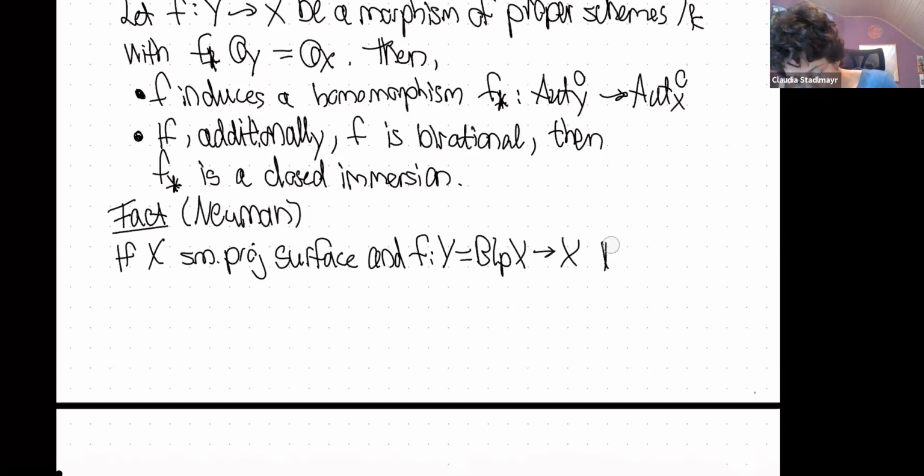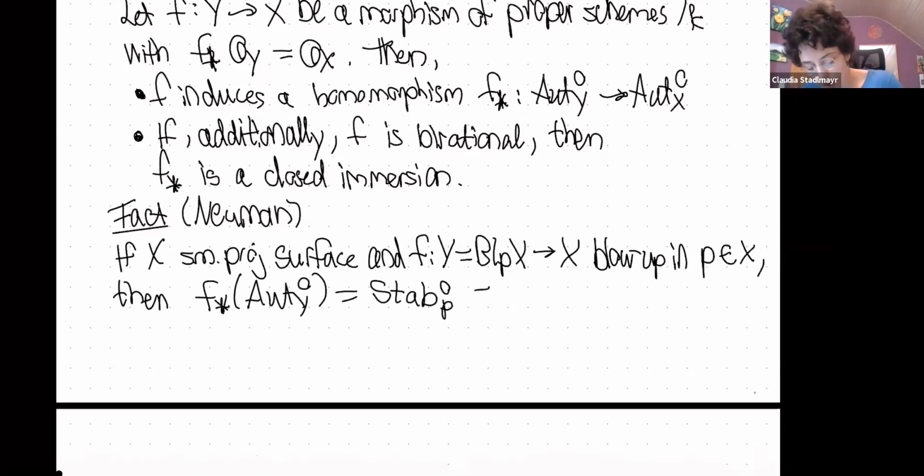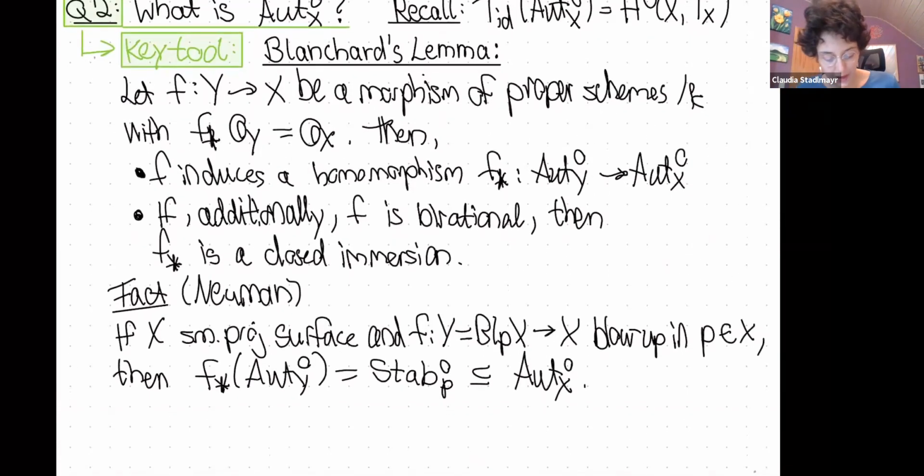The blow-up in a closed point in X. Then we can determine precisely what f lower star Aut Y0 is. Namely, it is the connected component of the stabilizer subscheme of our point P in Aut X0. Okay, and before that, I can tell you that in the course of my talk, I will omit this f lower star sometimes, or actually always after this first slide, when I want to consider Aut Y0 as a closed subgroup scheme of Aut X0. So we omit that from now on.